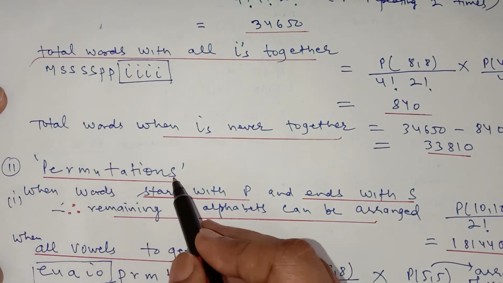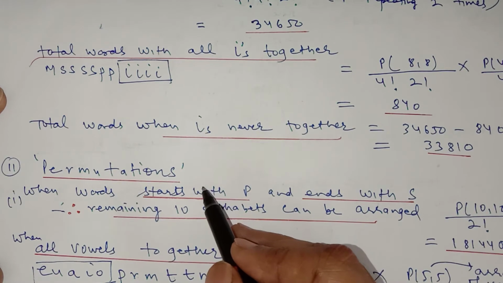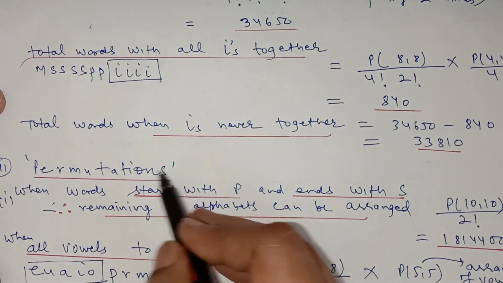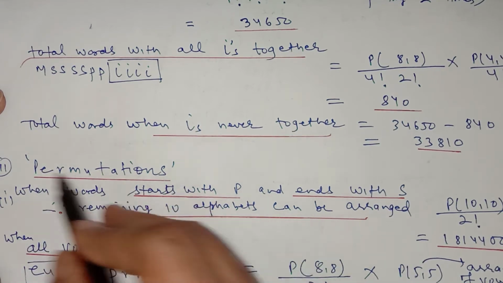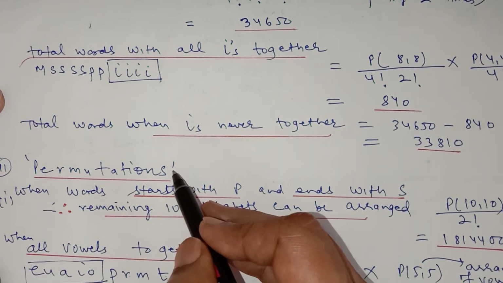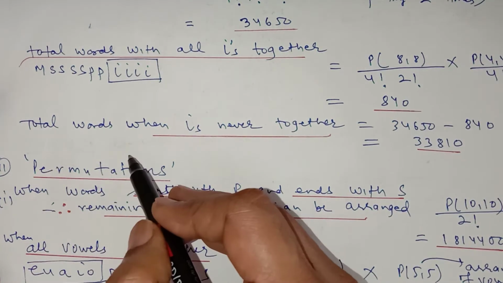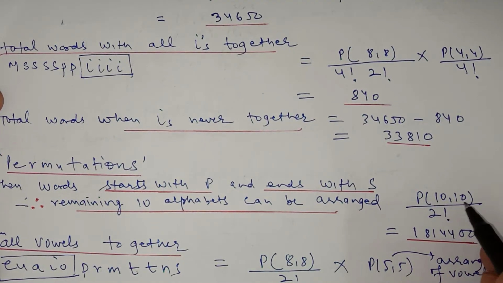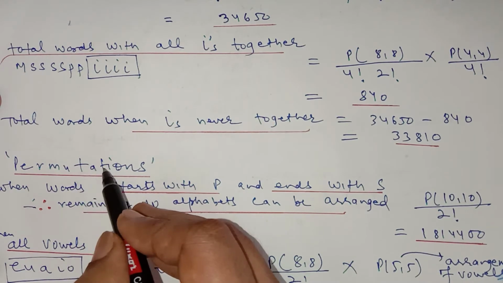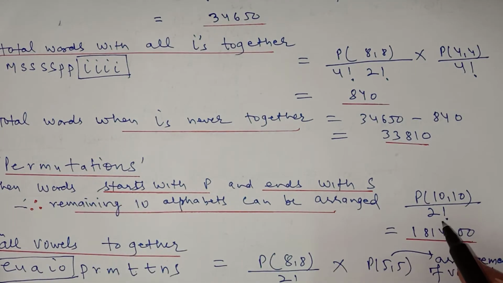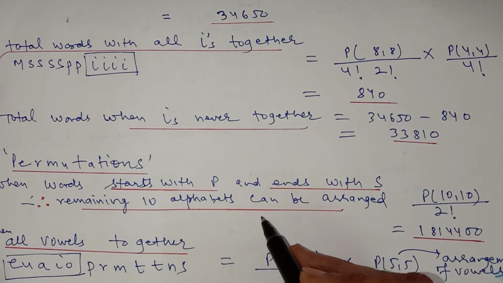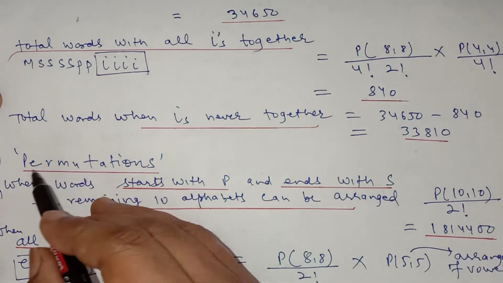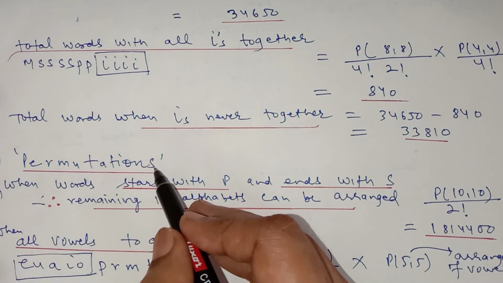So it means the first and last places are fixed, and in these two places 2 alphabets have been used. So we have a total of how many alphabets? 12, and out of these 12, 2 have been used as the first and the last place. So out of 12, 2 places are filled with P and S. So the remaining 10 alphabets can be arranged among themselves in permutation of 10, 10, and it is divided by factorial 2 because T is repeating 2 times. So these are the total number of words in which it starts with P and ends with S.